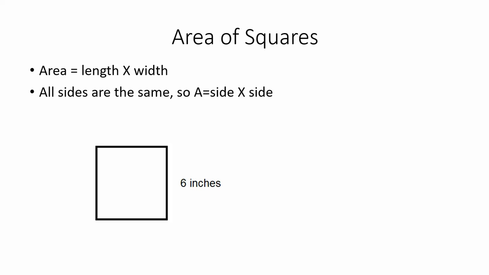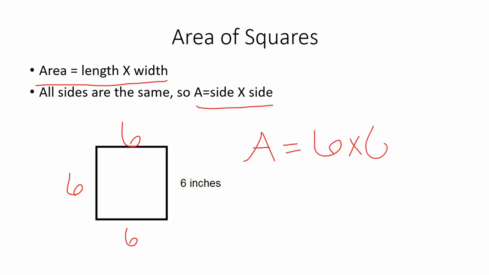You'll notice we don't have all the sides marked, so it's hard to know length times width. Well, it's a square, so all of them are the same. So I can go ahead and label each side as 6 inches. Now that I have all the sides marked, I can figure out the area as length times width, or for a square, I could say side times side, since they're both the same. So my area is going to be 6 times 6. 6 times 6 is 36. My units are square inches.